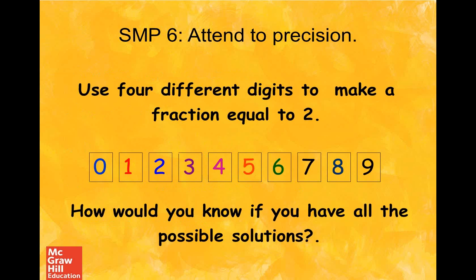Here's an example I thought we might work with for a moment, and I'm going to ask you again to pull in here with some comments when I ask some particular questions. In this particular case, you see on the screen the 10 digits from 0 to 9. And the question is can you use 4 different digits to make a fraction that is equal to 2?